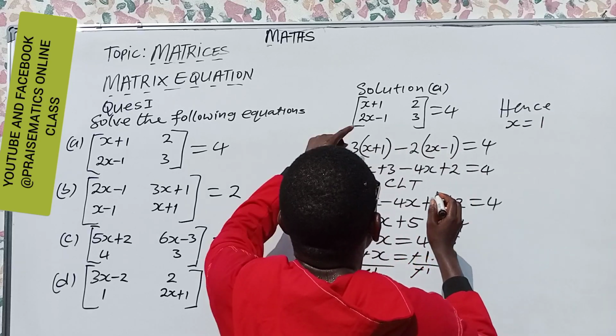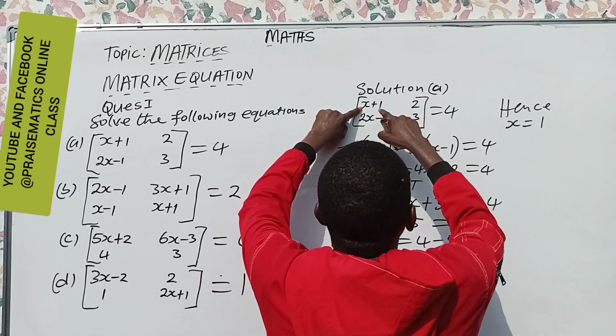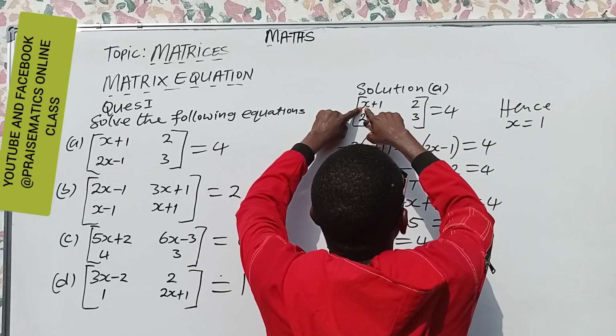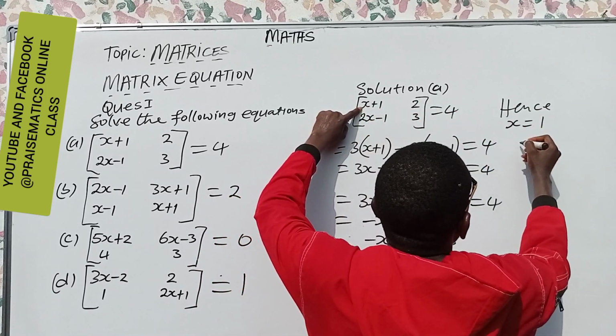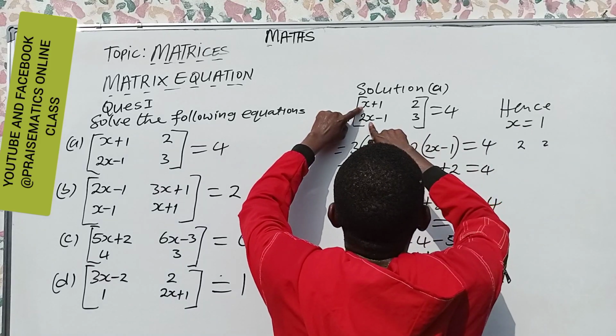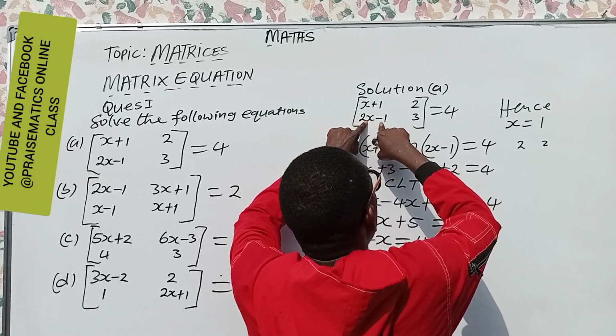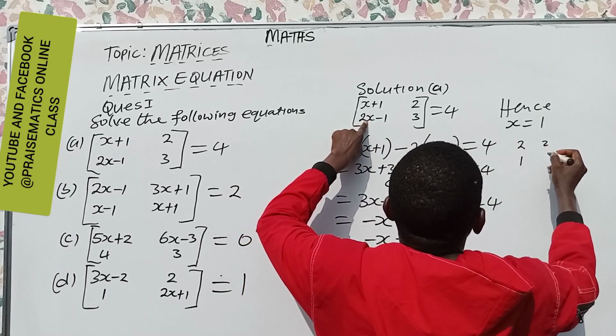If you substitute x here, you are going to generate another matrix. 1 plus x is 1 plus 1, which gives us 2. Now 2 times x, which is 1. 2 times 1 is 2. Minus 1 will give us 1 into 3.